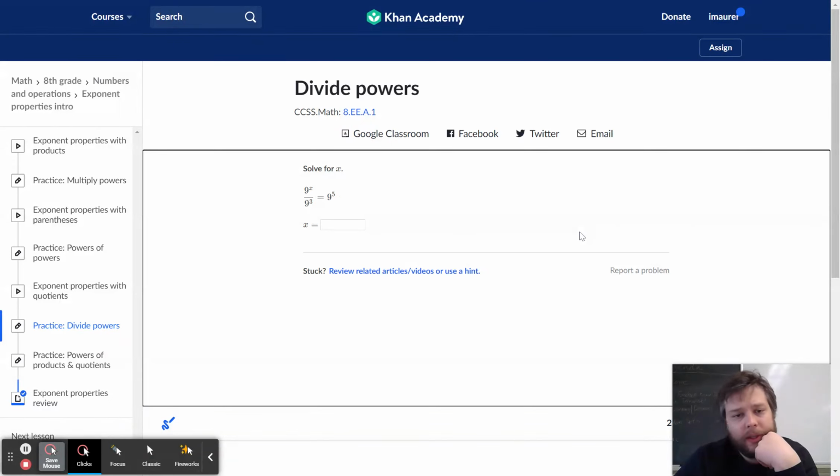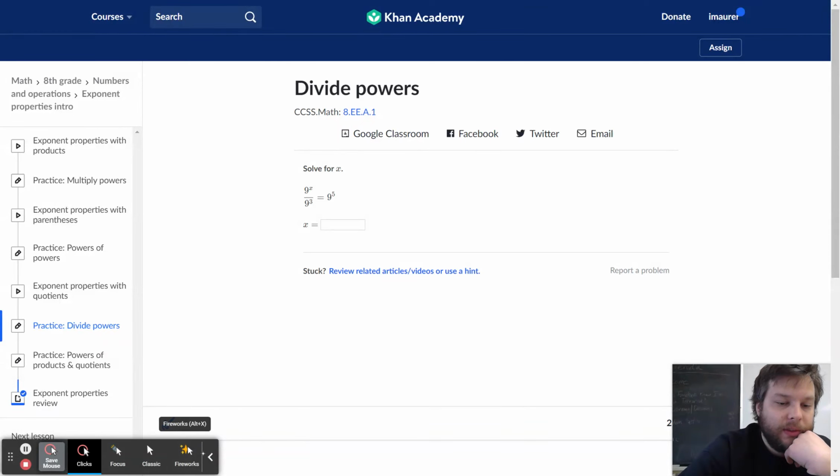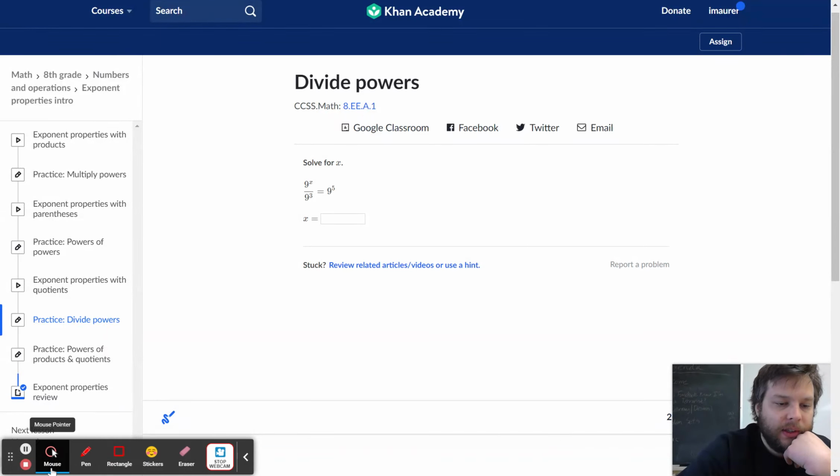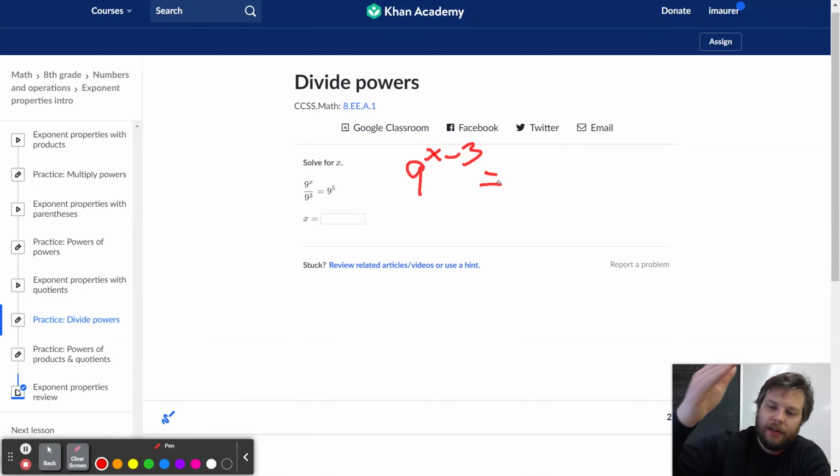Same sort of idea here. All we really did was subtract the top x from the bottom x. Let's go back. There we go. We subtracted the top power from the bottom power. So the left side of this equation just becomes 9 raised to the x minus 3, because you can just cross off each of the top and the bottom values.